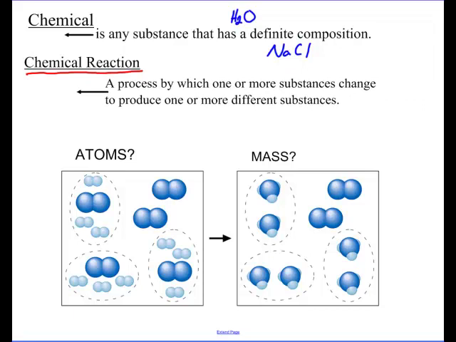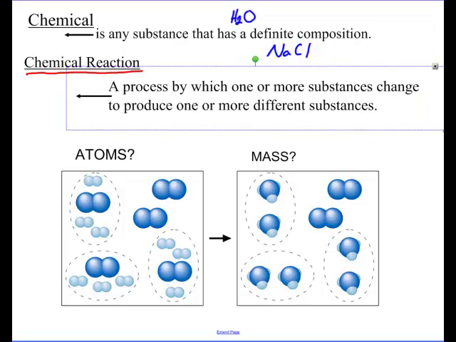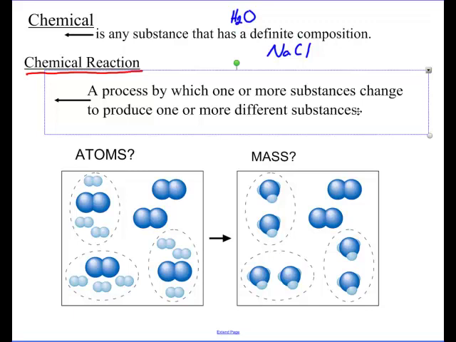This is the definition, kind of wordy, of a chemical reaction. Let me get it a little bigger for you guys. A process by which one or more substances change to produce one or more other substances. Kind of a wordy definition. Let me just show you with a picture what we're talking about.